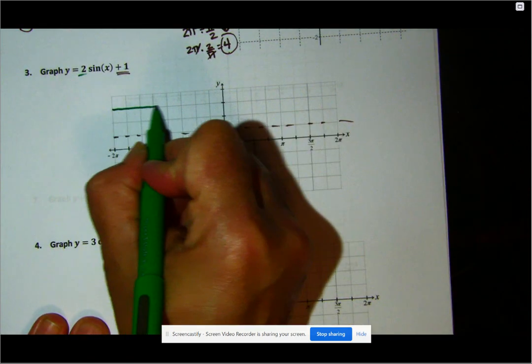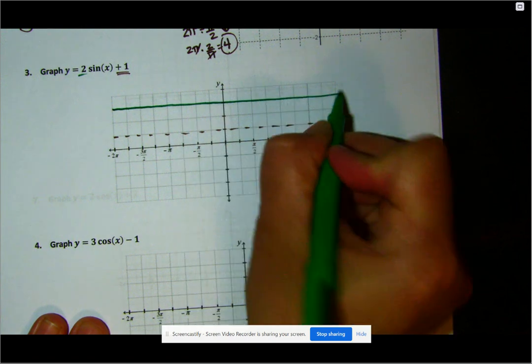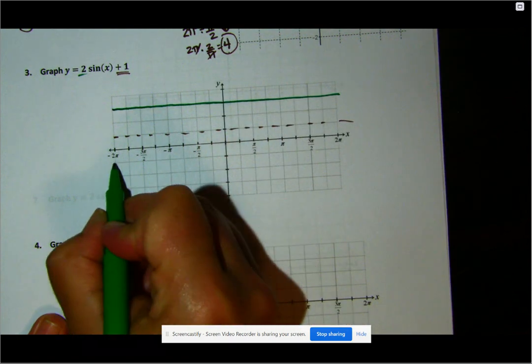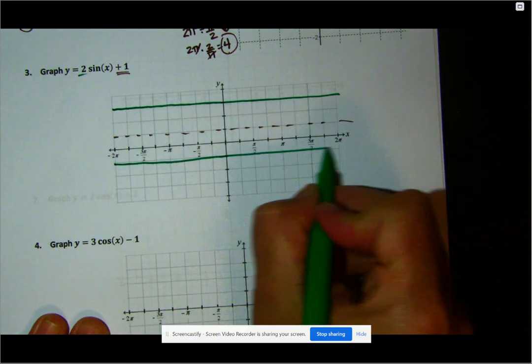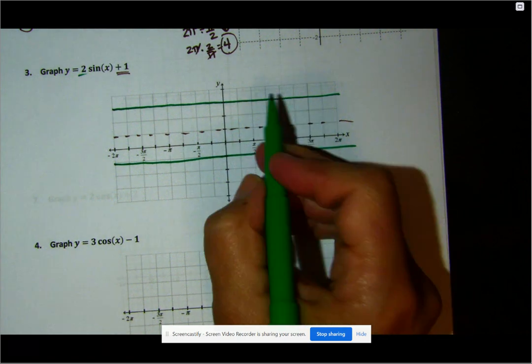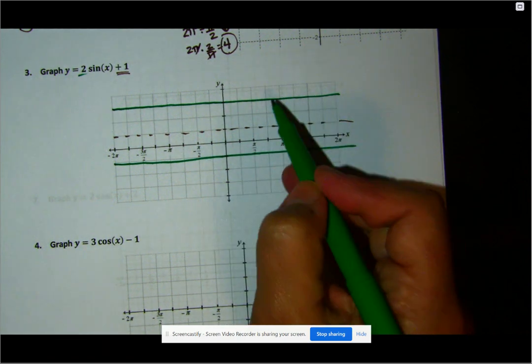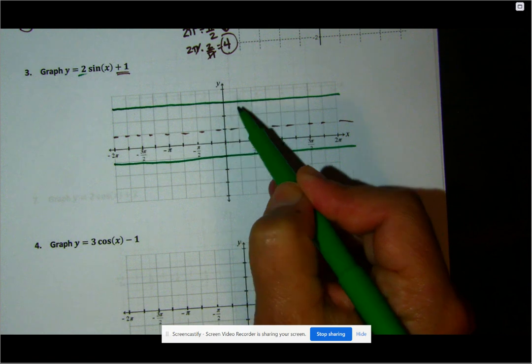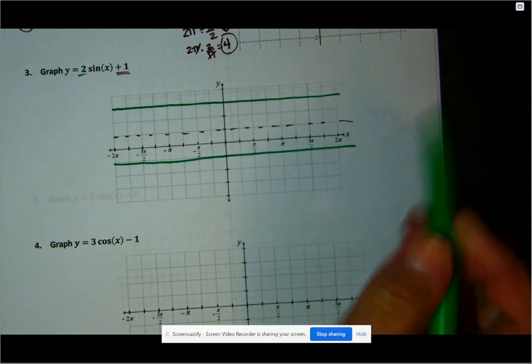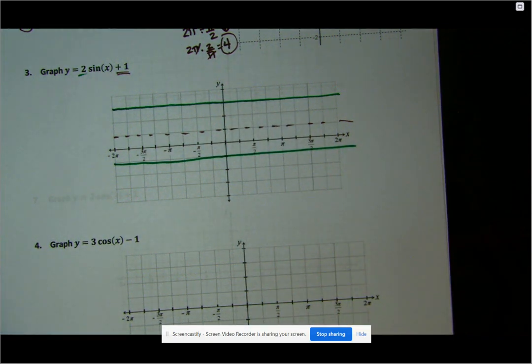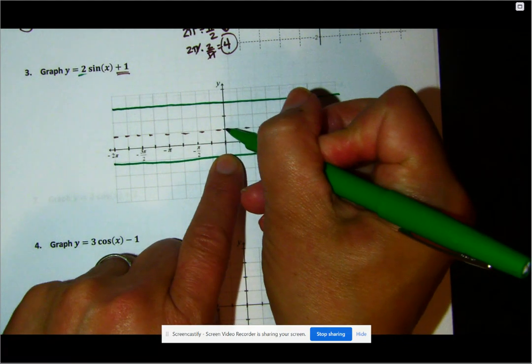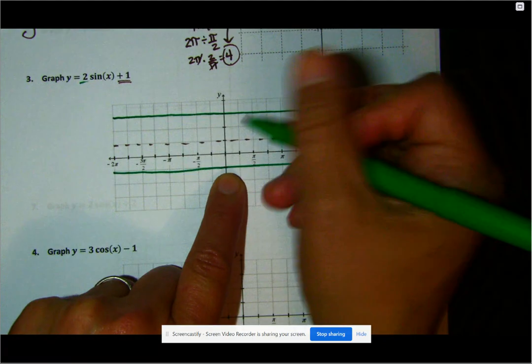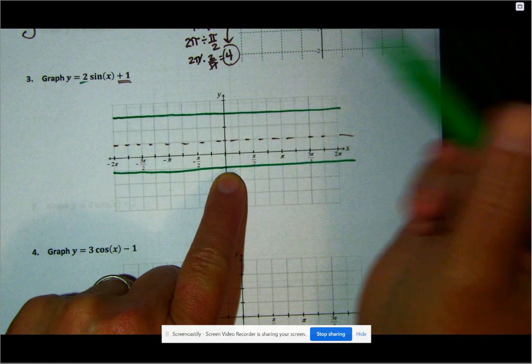This is not part of your graph, but it will give you some barriers and help you know that the high and the low points are going to hit that green line, just like they would hit 1 and -1 of the parent function. Okay, so I'm going to start here at 0. There is no phase shift right or left, and no frequency change. So I'm going to start here.